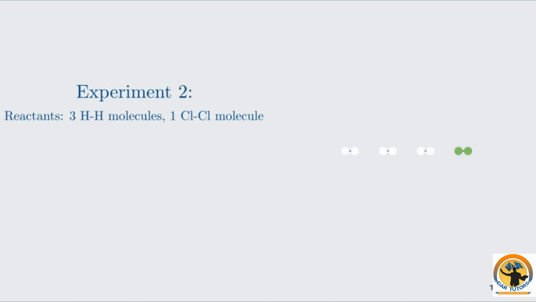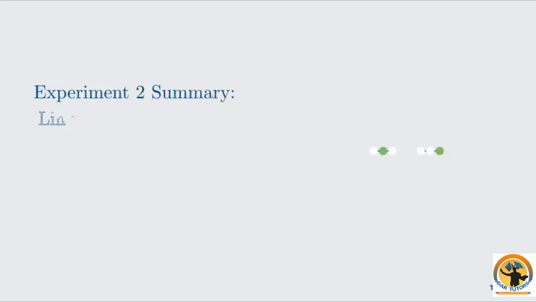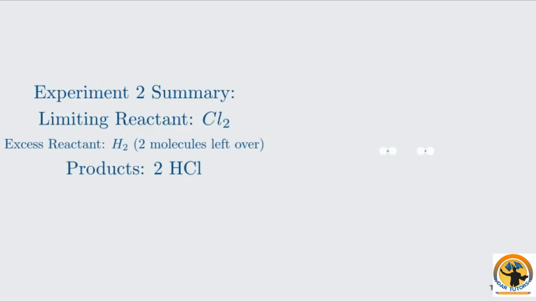Now for experiment 2. Suppose we have three molecules of hydrogen, but only one molecule of chlorine. Again, they react in a 1:1 ratio. One molecule of H2 reacts with the one available molecule of Cl2. This produces two molecules of HCl. We are left with two unreacted H2 molecules and no Cl2. In this scenario, chlorine is the limiting reactant because it ran out first. Hydrogen is the excess reactant, with two molecules remaining.